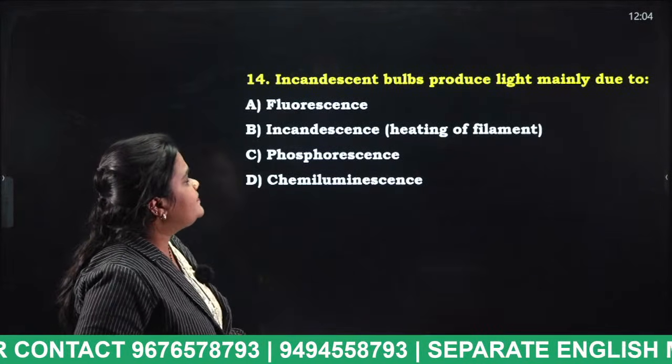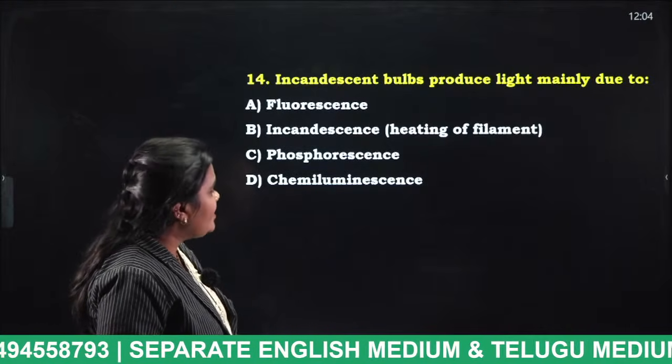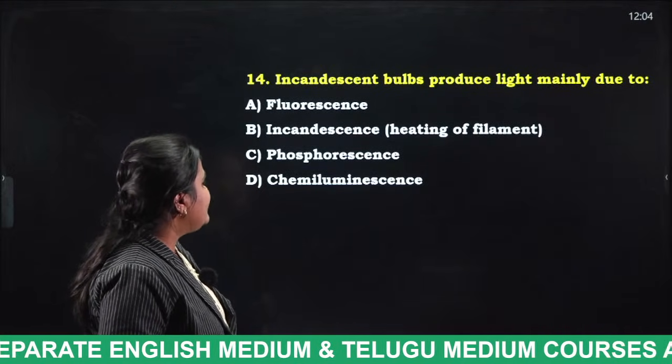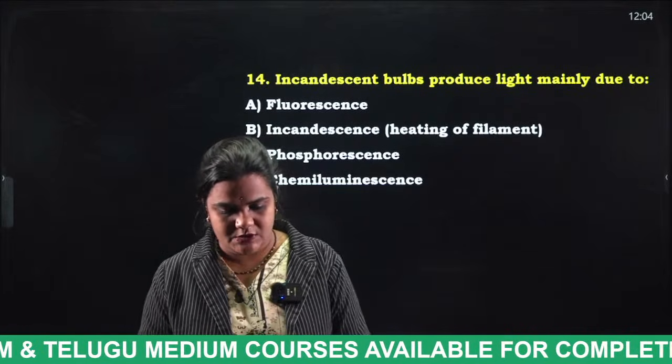Incandescent bulbs produce light mainly due to: fluorescence, incandescence heating of filament, phosphorescence, chemiluminescence. So tell me, students.